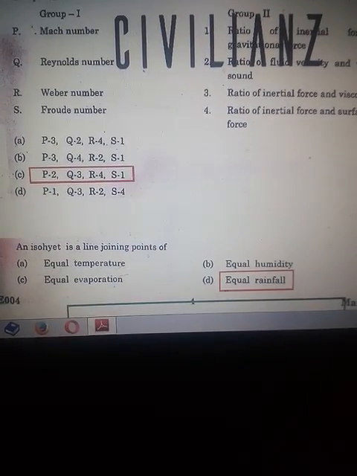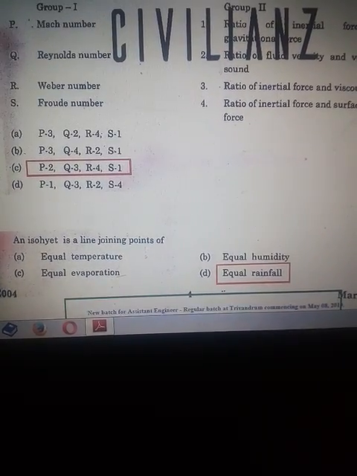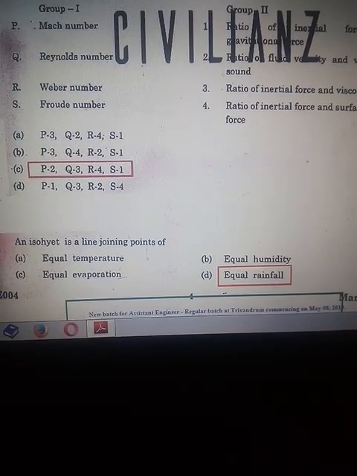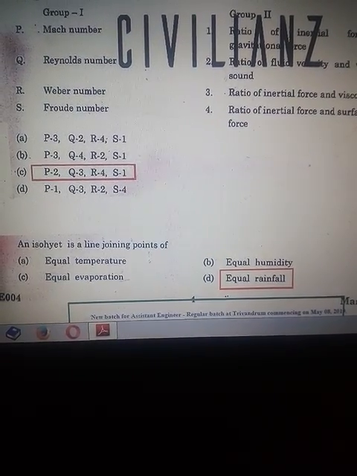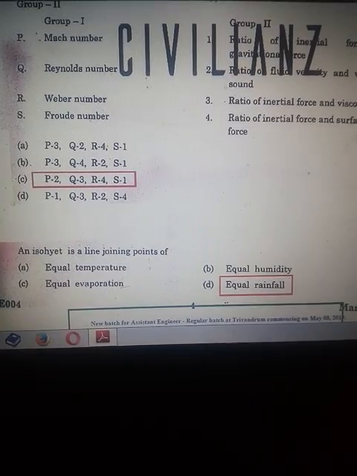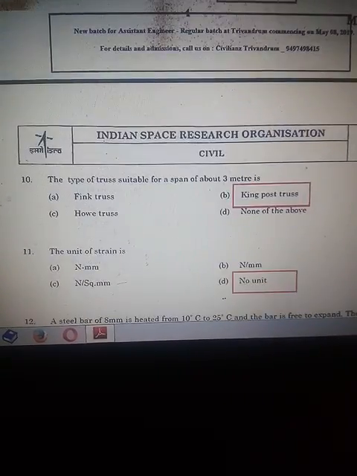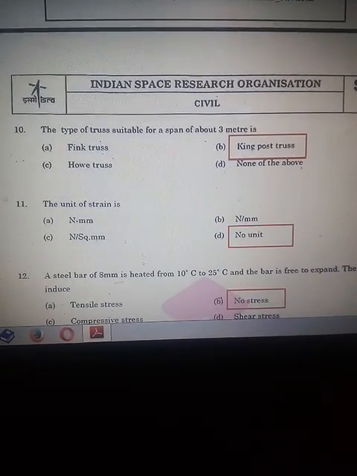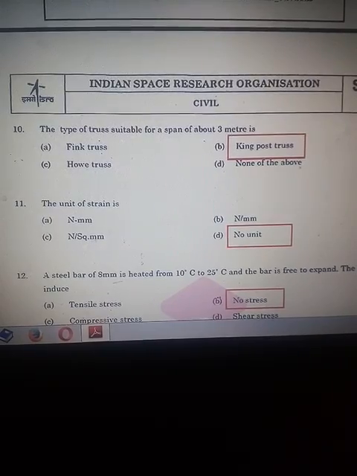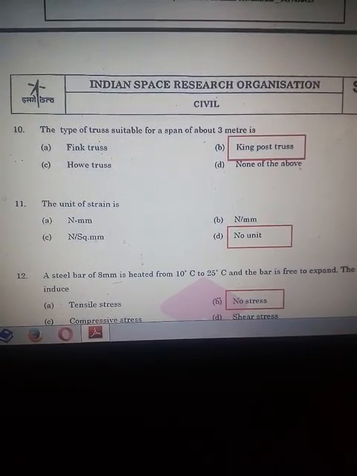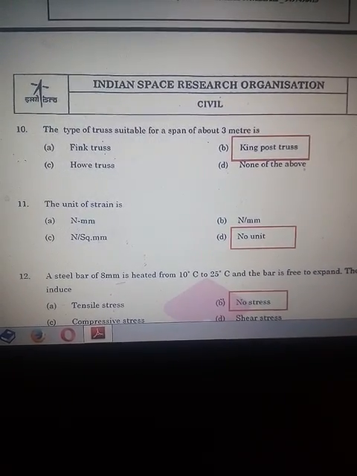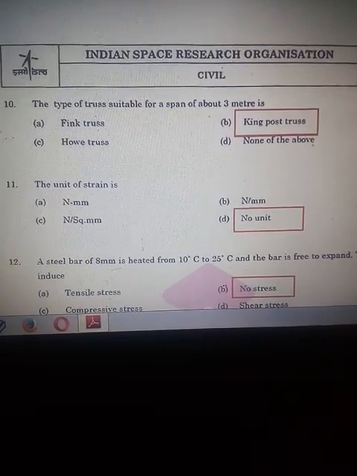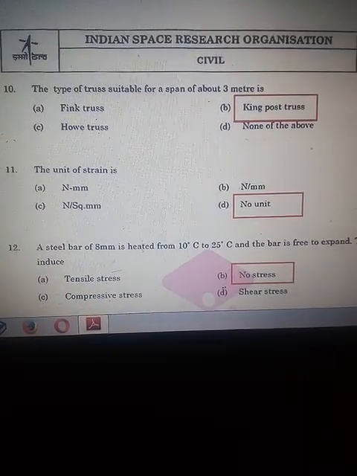Now next question, an isohyet is a line joining points of equal humidity, equal temperature, equal evaporation, equal rainfall. The right answer of this question will be D, equal rainfall. Okay, now next question, the type of truss suitable for a span of about 3 meters is Fink truss, king post truss, howe truss, none of these. So the right answer of this question will be B, king post truss.